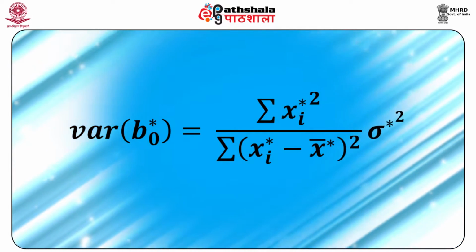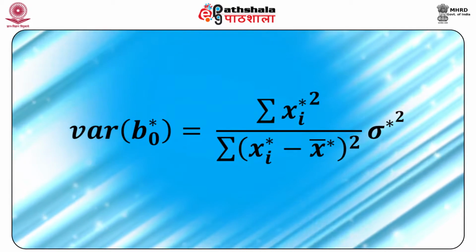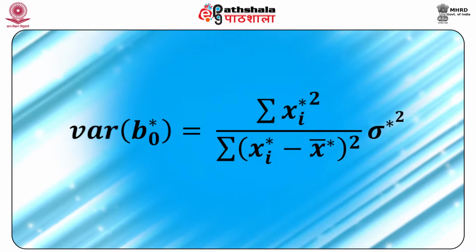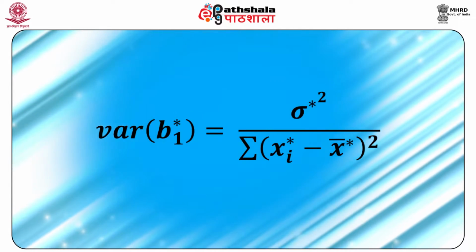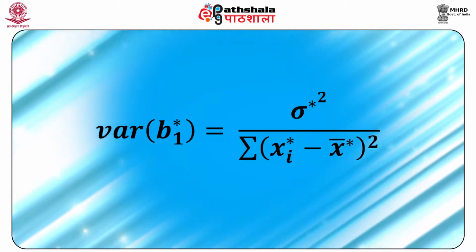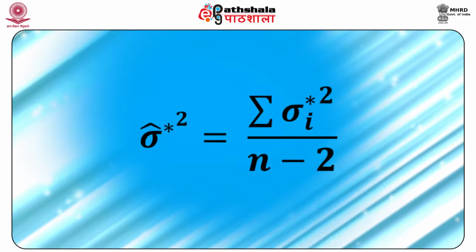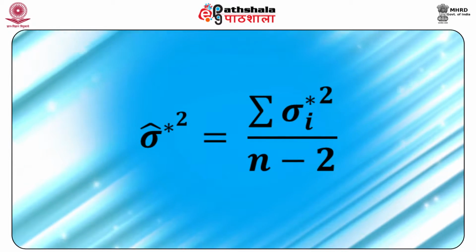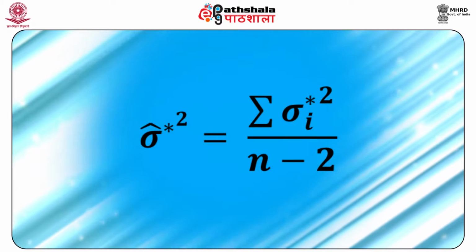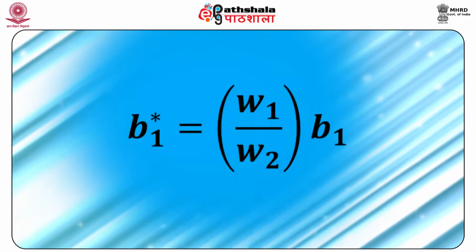Similarly, our variance of beta 0 star is also changed, and we now have stars with all the variables, whether it is xi or sigma. Similarly, variance of b1 star is now equal to sigma star square upon sigma (xi star minus x star bar) whole square. And let me define sigma hat star square is equal to sigma ei star square upon n minus 2.